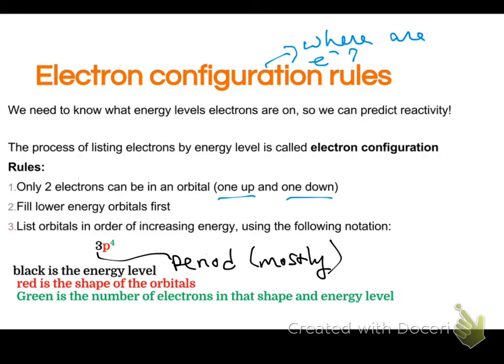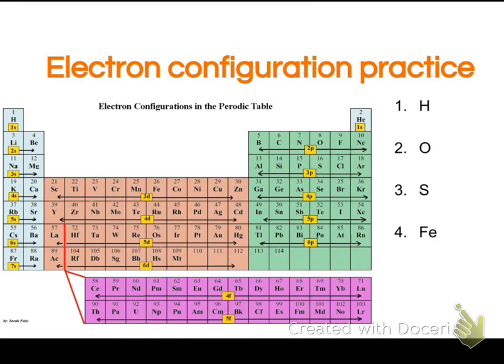The red represents the shape of the orbitals, which is also kind of buried on the periodic table. We had them labeled on the last slide as the S block, the P block, the D block, and the F block. Then finally, our last quantity here is going to be the superscript, which represents the number of electrons in that particular energy level. So let me show you how this works.